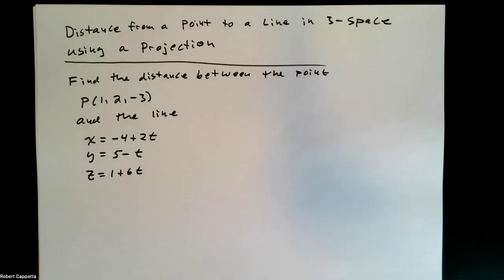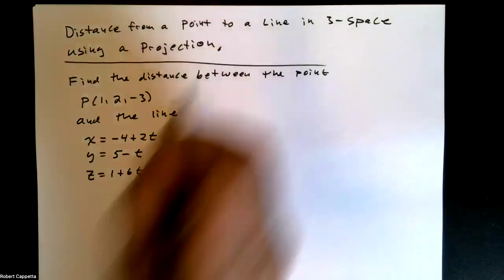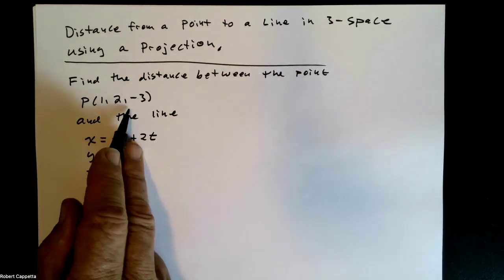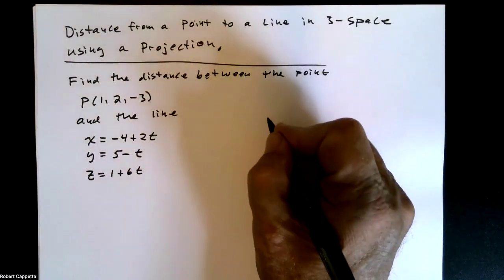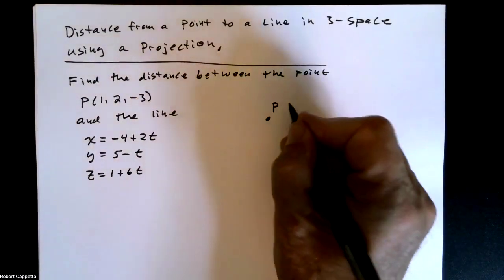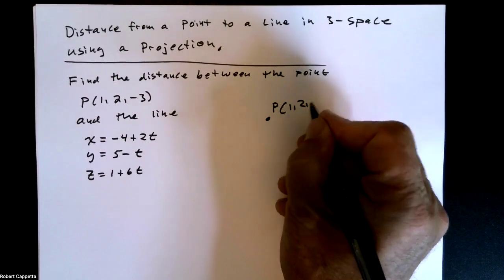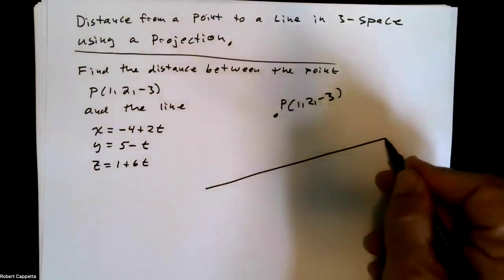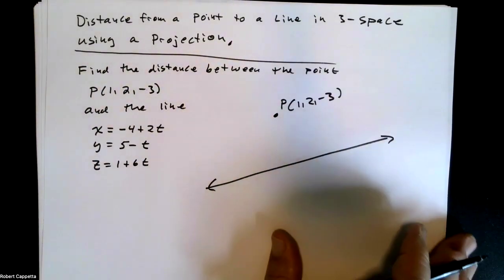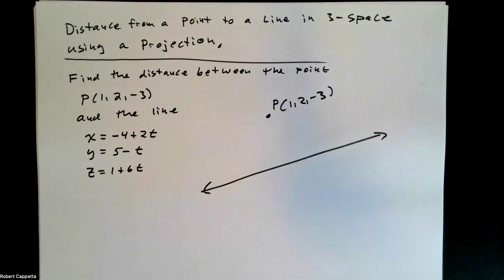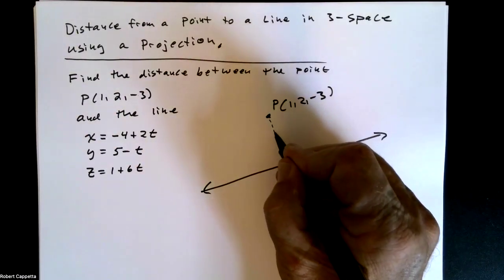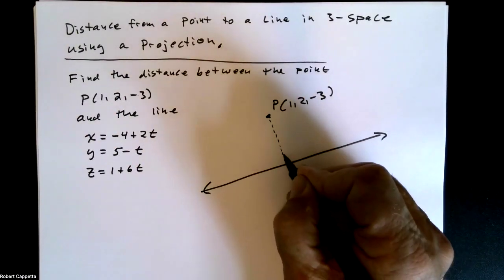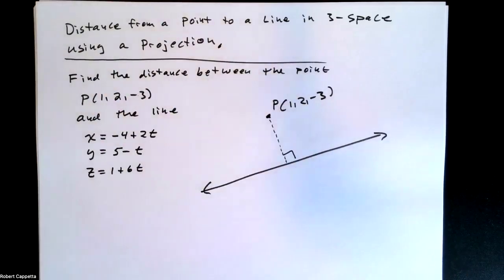We want to find the distance from a point to a line in 3-space by using a projection. So we have this point, (1, 2, -3). Let's go ahead and draw a graphic so we can visualize it. We have a line like this, and the distance from the point to the line will be this perpendicular thing. Now, how do we find that?